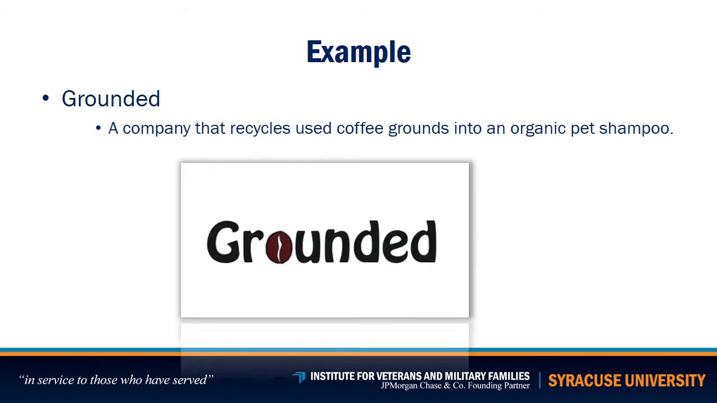I like to use actual examples from previous business plans or students that I've had, and in this session we're going to use a company called Grounded. Grounded was a company that recycled used coffee grounds into an organic pet shampoo, and it was basically a response to a problem that they noticed: coffee shops were throwing out hundreds and hundreds of pounds of coffee grounds, and they just thought, hey, why don't we utilize that for something?